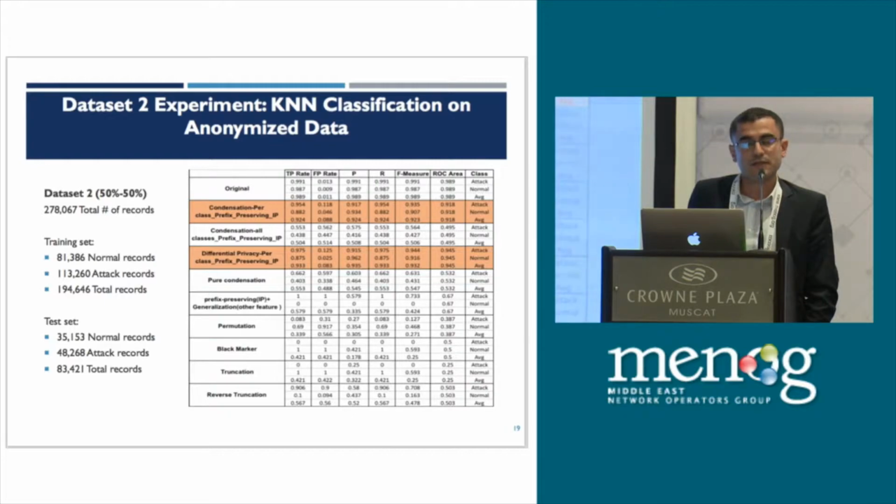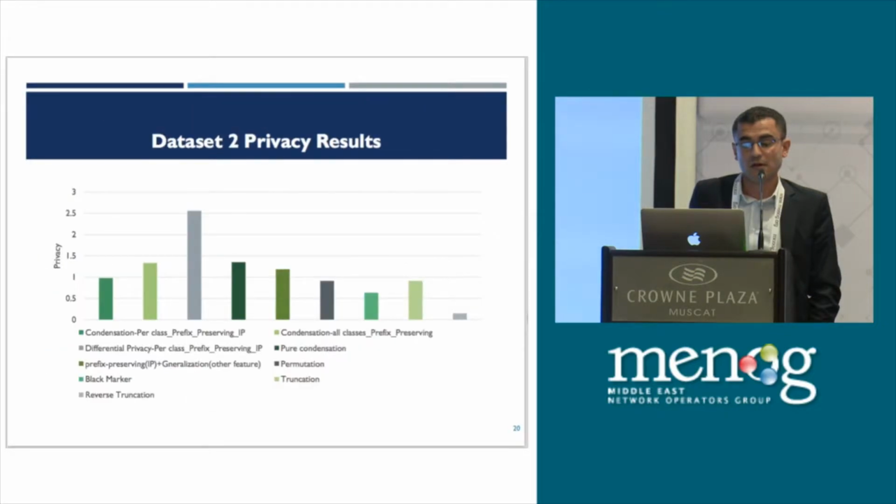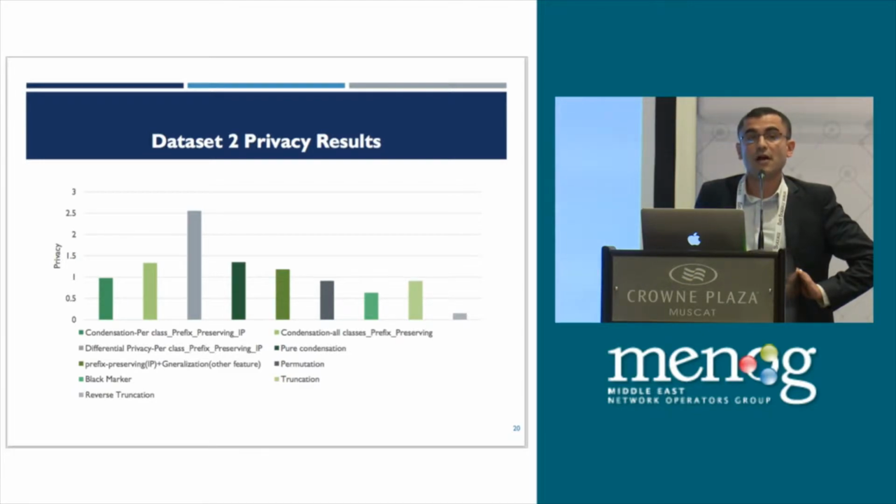On dataset 2, we did the same experiments, classification and intrusion detection. We get the same consistent results. Differential privacy has good results. This is another experiment on the privacy. It shows that differential privacy is good enough to achieve privacy and at the same time get high accuracy when we do intrusion detection.